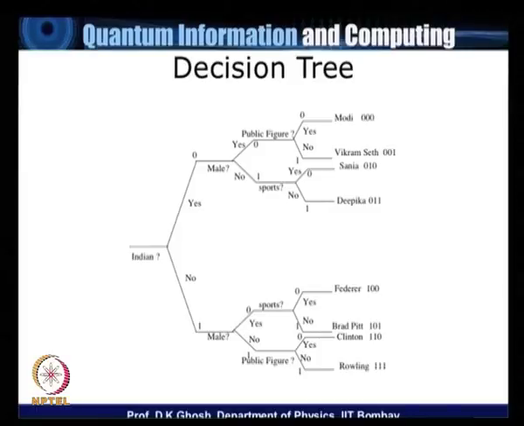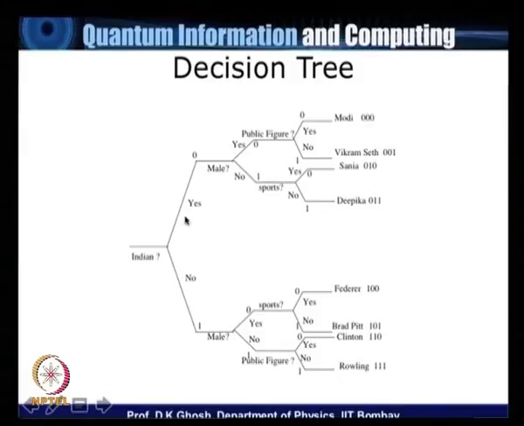So you notice now what I did. I asked a few questions. Now I can count the number of questions that there are in this case. You notice here, I have question number 1 with an answer, then I ask a second question which I get an answer to, then I get a third question which I get an answer to. So I need to ask 3 questions to get answers in this case. And I can associate a unique bit string, which is, for example, in the first case Modi it is 000, for Vikram Seth it is 001, etc., etc.